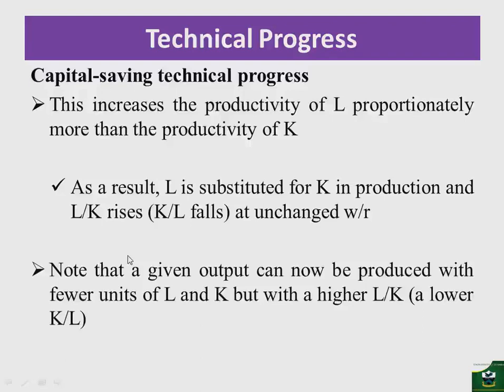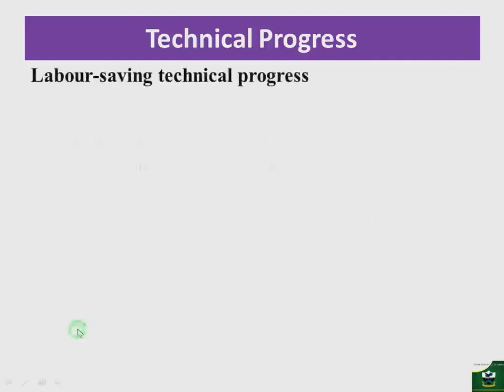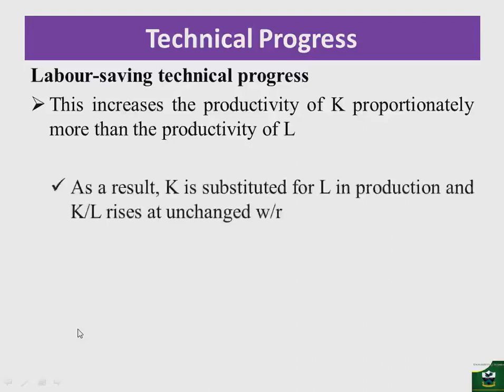Okay. Let's now look at the labor saving technical progress, the kind of technical progress that increases the productivity of capital proportionately more than the productivity of labor. Now, this means that if the productivity of capital is made to be more than the productivity of labor, the firm will produce more units by substituting capital for labor, meaning that more capital will be used in place of labor, and therefore the capital labor ratio will be high or the labor capital ratio low.